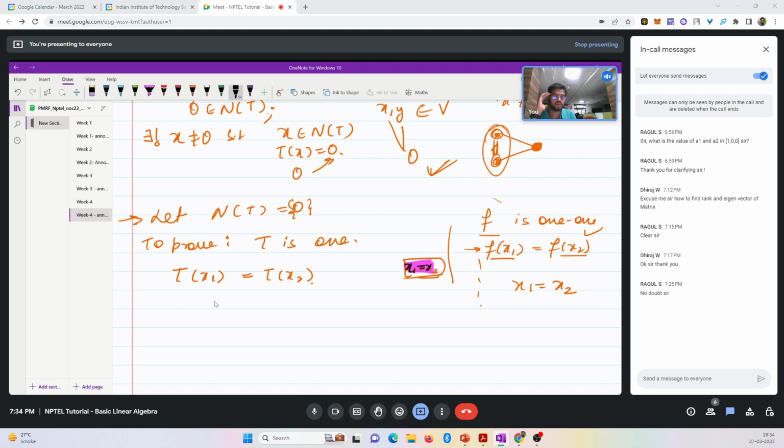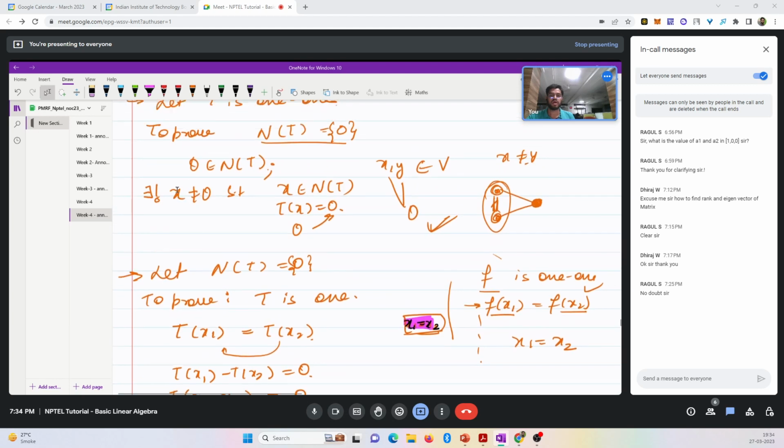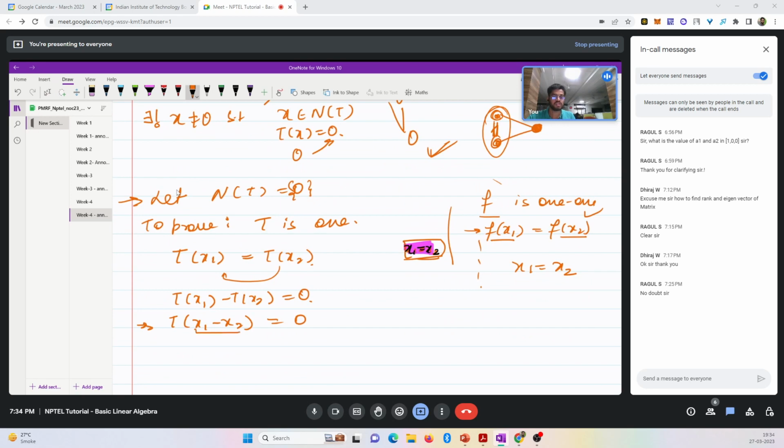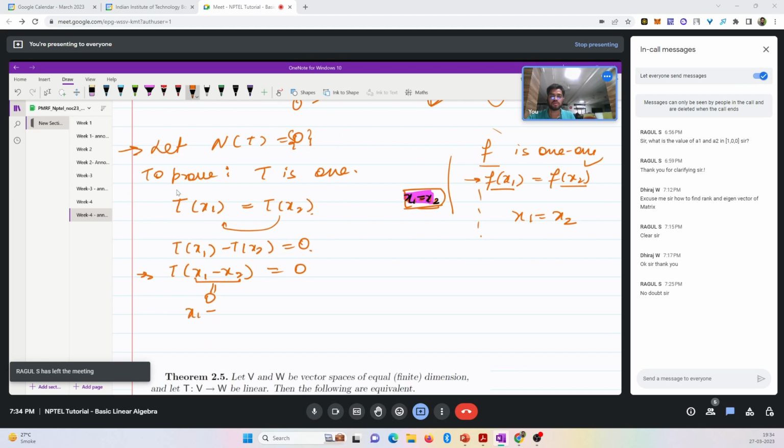Our end goal is x1 equal to x2. So let's take this on the left hand side. What does this give? T of x1 minus T of x2 is equal to 0. Because T is a linear transformation, we can take this inside the bracket, T of (x1 minus x2) is equal to 0. Now, as it is given to us that the null space of T is only 0, the only thing that can go to 0 is 0. That means x1 minus x2 is 0, or x1 is equal to x2. Hence proved.